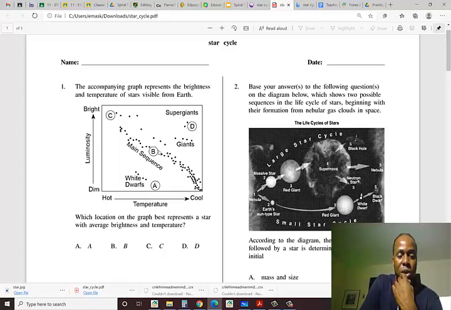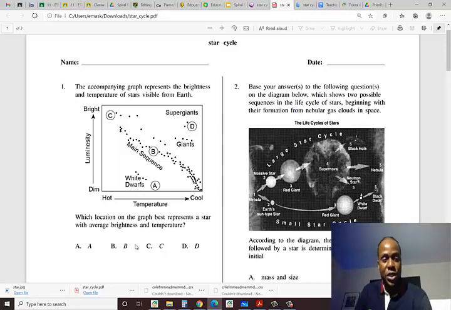So my correct answer should be B. And that means my answer to this question will be right here, B, which is the area representing that average temperature and brightness. So my answer is B.